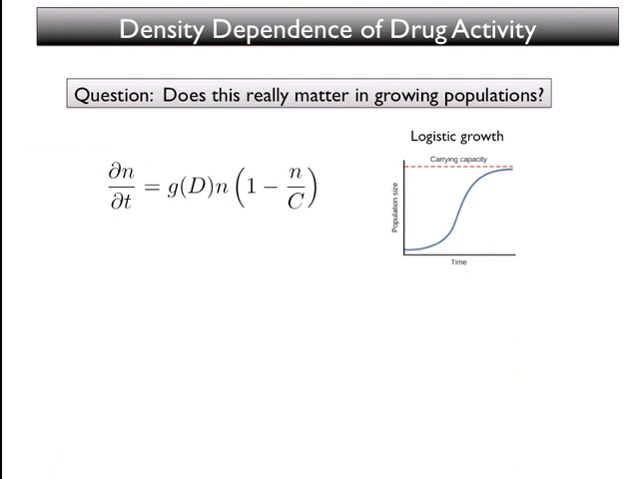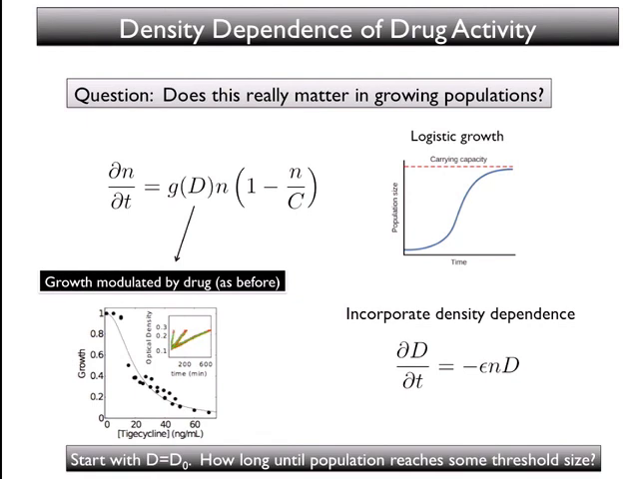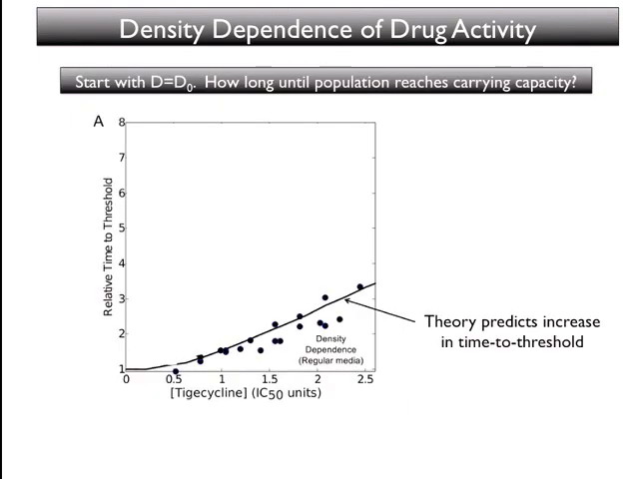So the first test we did was really simple. We just said, imagine we have a logistically growing population. We have growth of that population that's a function of the drug. Again, that's something we can independently measure. You have a carrying capacity, which we can independently measure. And then all we do is we add to this model the density dependence that we measured. So we allow the drug to decay according to this density dependence. And when you add this in here, you can say, let's start with some concentration of drug and ask how long it takes the population to reach its threshold size, maybe to get to stationary phase or something like that. We picked something close to stationary phase. And so here's an example.